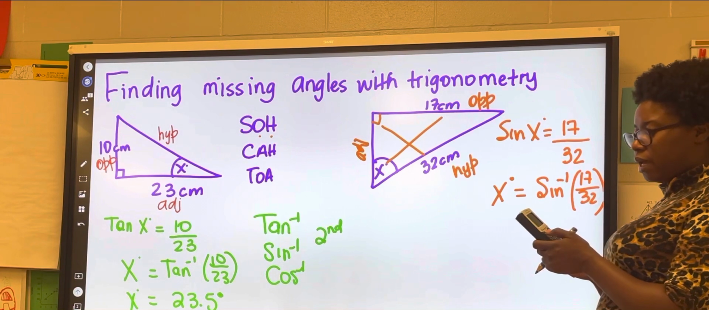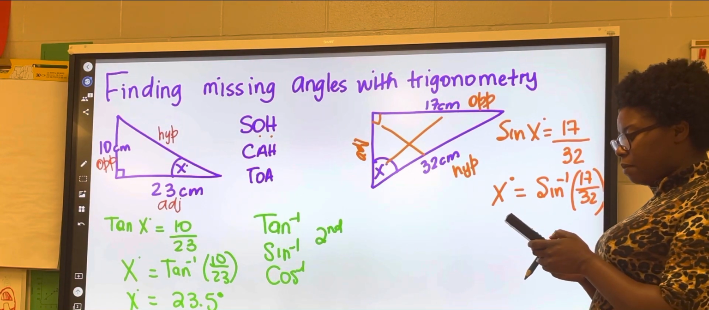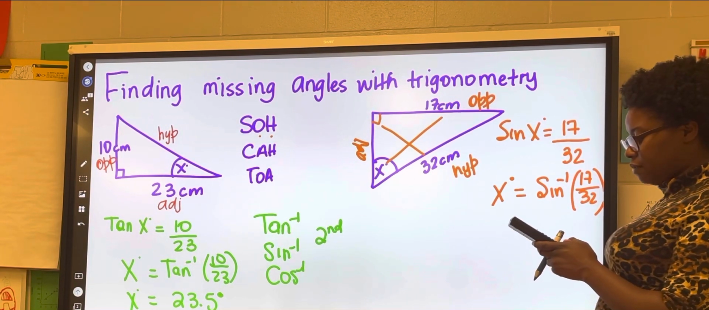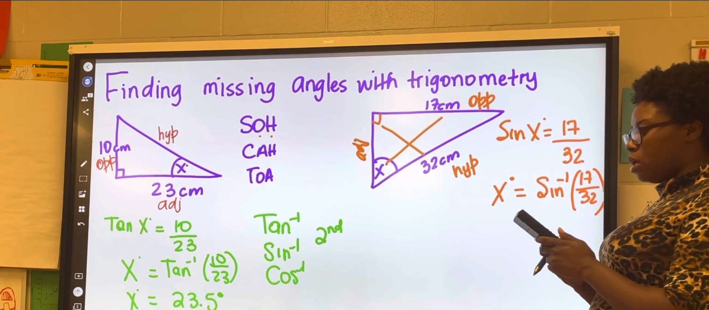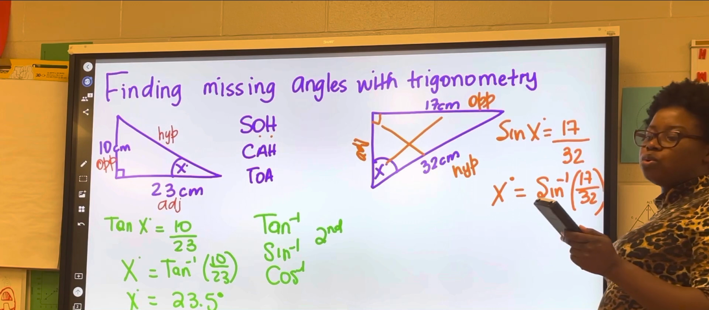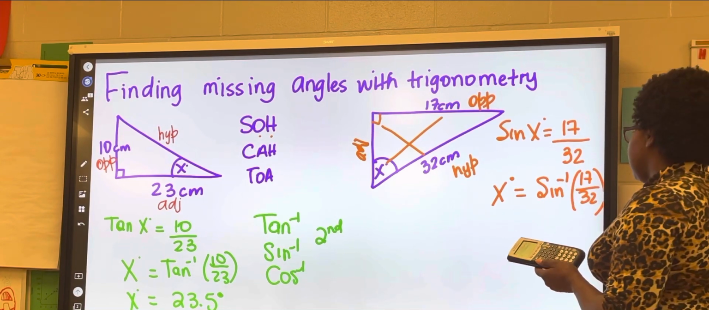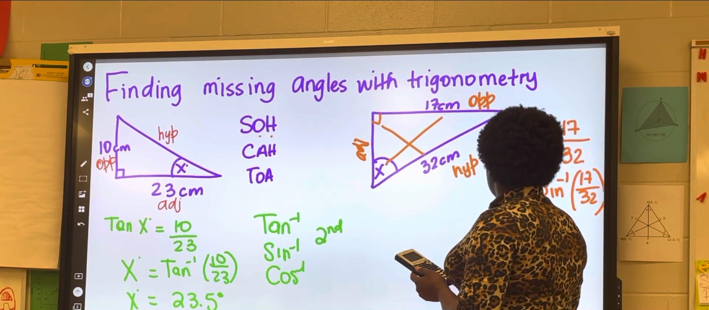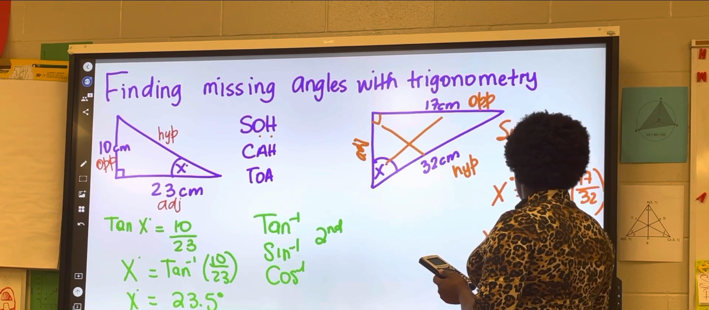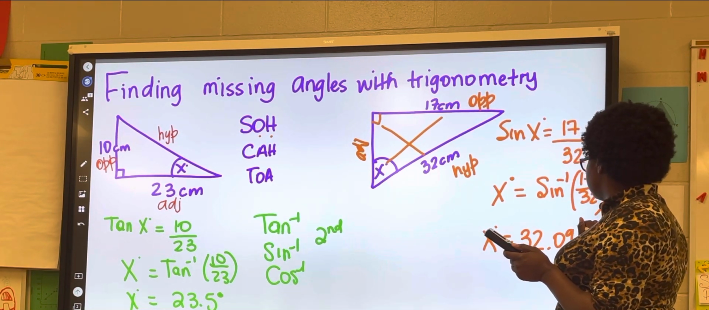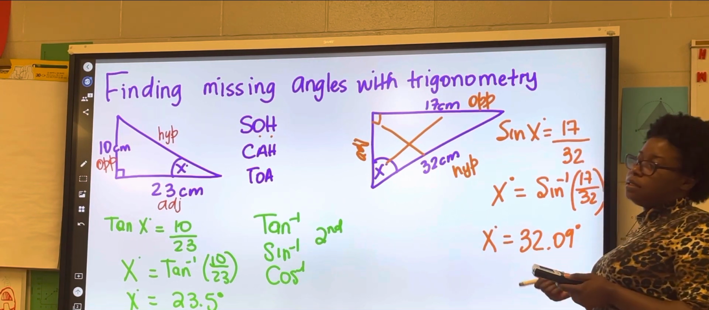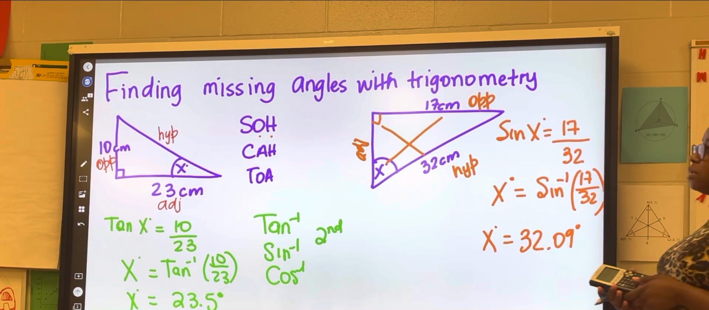So again, second function, press the sine, then we have 17 over 32. And you should get 32.089 for your answer. So the angle is equal to 32.09 degrees, and that's where your answer lies.